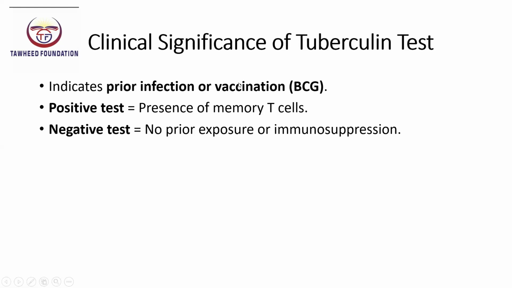Next is clinical significance of the tuberculin test. A positive test indicates the presence of memory T cells, either from prior infection or vaccination, that is BCG. A negative test could mean no prior exposure or immunosuppression. This test is important in diagnosing latent tuberculosis and assessing cell-mediated immune competence.